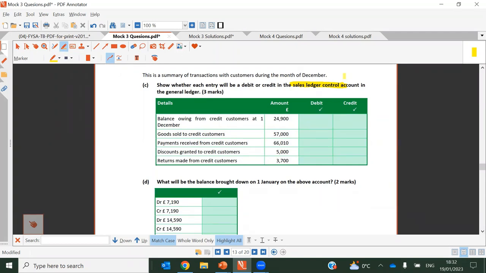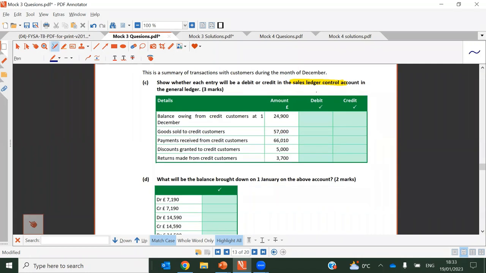So this is a summary of the transactions with customers, our customers during the month of December. Show whether each entry will be a debit or credit in the sales ledger control account in the general ledger. So as we were saying, this is now an asset to us. We are owed the money. So we will increase on the debit side and we would decrease on the credit side.